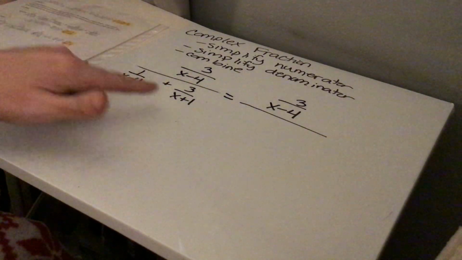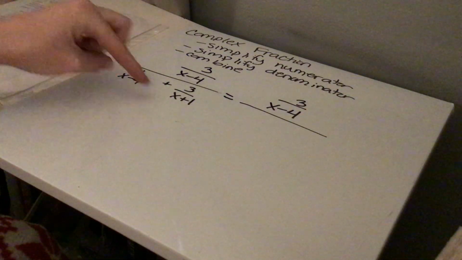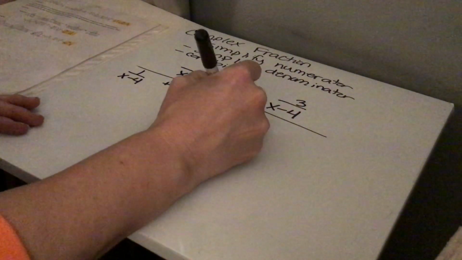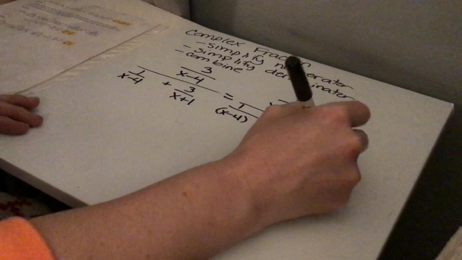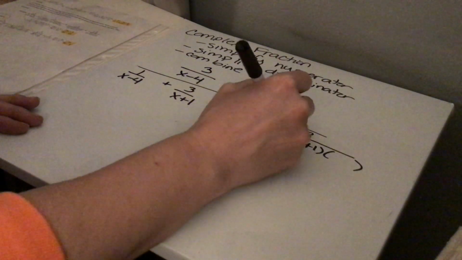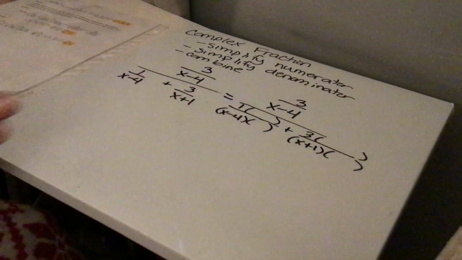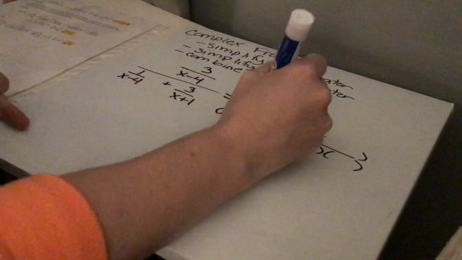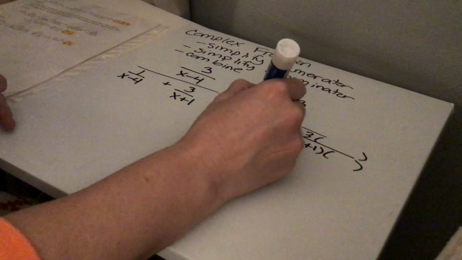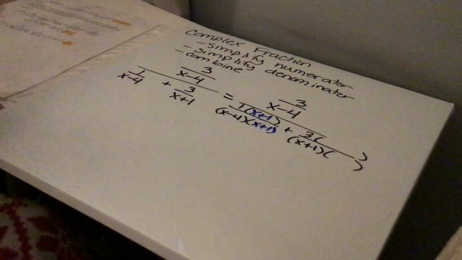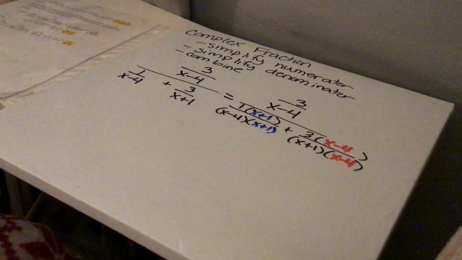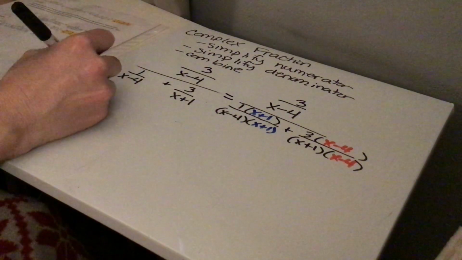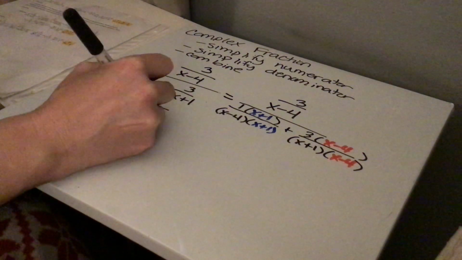Okay, then in the denominator, you're adding two rational expressions. So we need to make a like denominator. Okay, so what factor is missing here? Well, x plus 1 is missing. We're going to multiply both by x plus 1. And then what factor is missing here? Well, x minus 4. Okay, then we have to continue to simplify the denominator. Numerator can't be simplified yet.